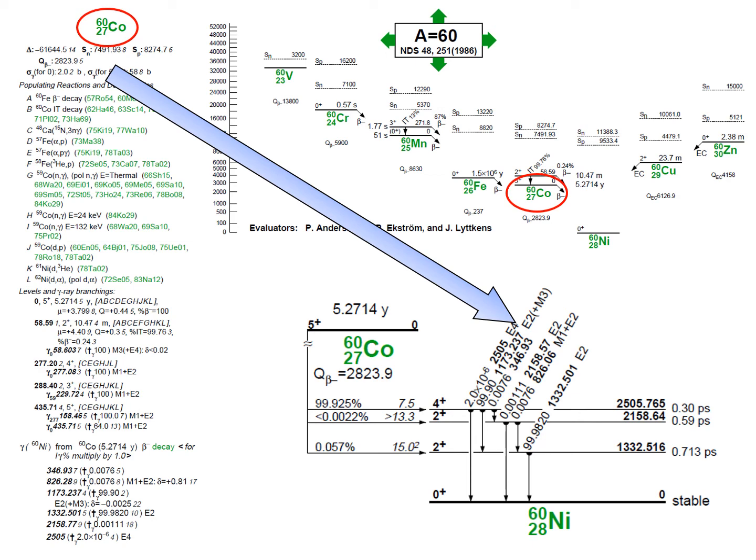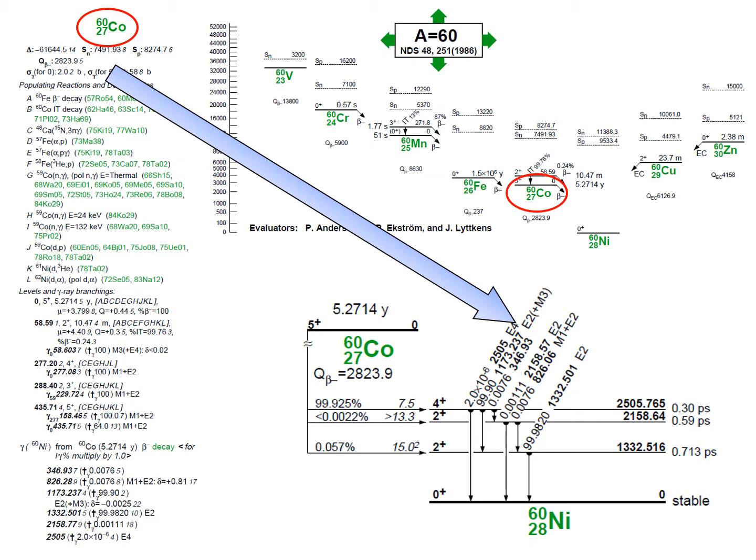And as we see, 99.925% of the time it decays to this excited state of nickel. And then that excited state, 99.9% decays to this state, and then 99.98% of the time it decays down to the ground state. So what this would show for cobalt-60, we would get two photons from the gamma decay, one at 1173 keV, and another one at 1332 keV. So the gammas are related to the decay of the cobalt.